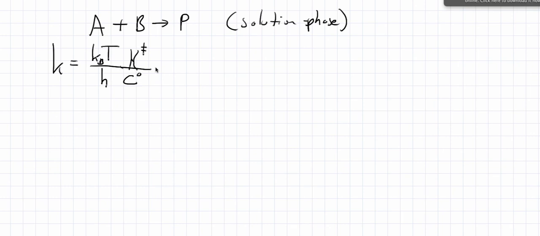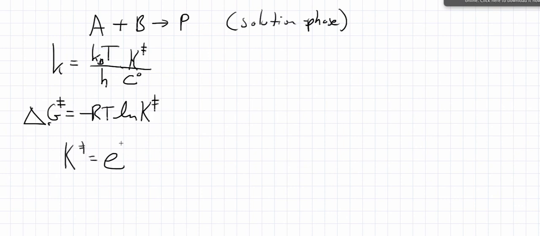So for a solution phase reaction, it's bimolecular. We saw that the rate constant is given by this expression, but we need to know what this K double dagger is. What's an equilibrium constant? For any equilibrium constant, we can say that delta G standard, so this time it's a delta G standard double dagger, is negative RT log of that equilibrium constant. And this is not the difference between products and reactants. This is the difference between the transition state and the reactants, right? Because this is a K not for forming products, but for forming the transition state. So we can say K double dagger is equal to e to the negative delta G double dagger over RT.